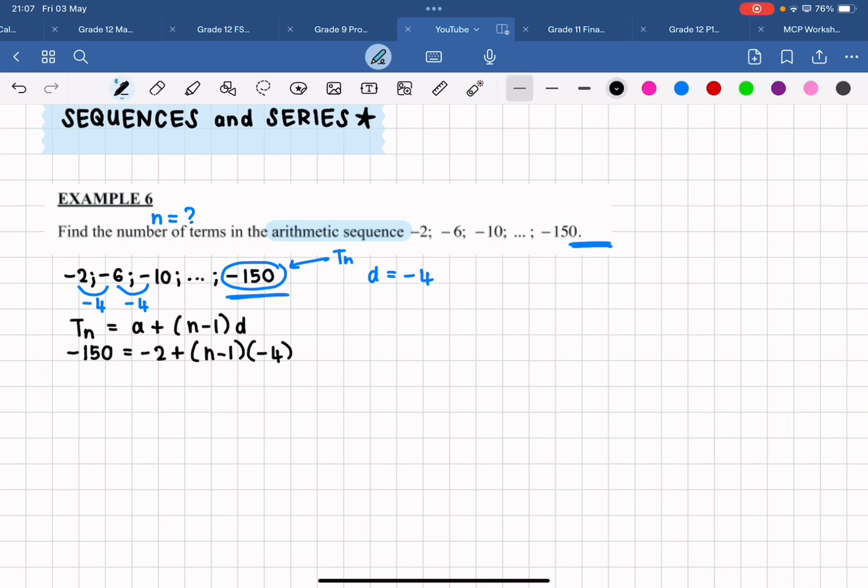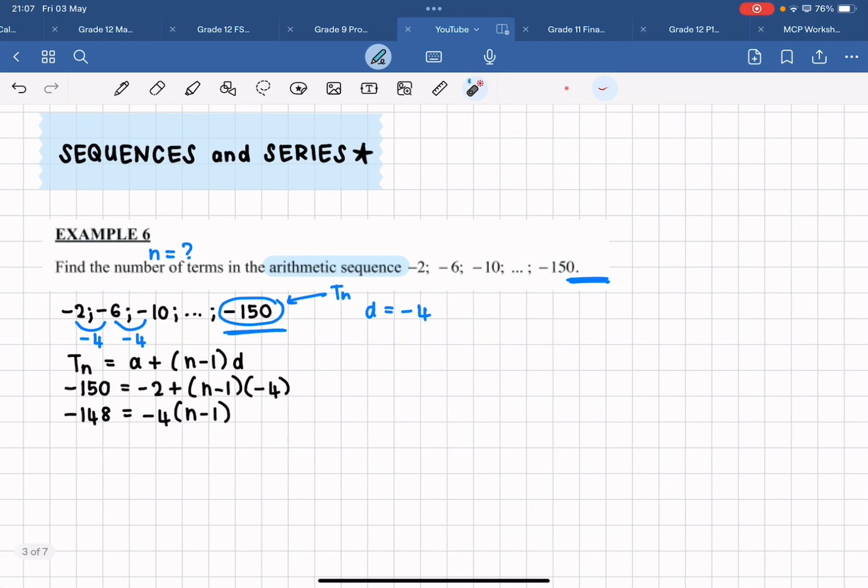So that's very important. Okay, in order to solve for n here, the first thing that I need to do is get rid of this -2. So I'm going to add 2 to both sides. That is going to get me to -148 on this side. And on the other side, I am going to now rewrite this as -4 times n minus 1. The -4 that was written behind the brackets, I have now written in front of the brackets, just so that it looks a little bit more familiar. You can leave it in brackets behind the n minus 1 brackets if you want to. It's absolutely fine. It means the same thing.